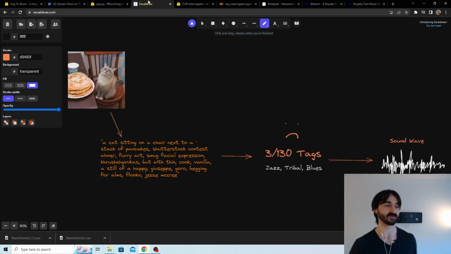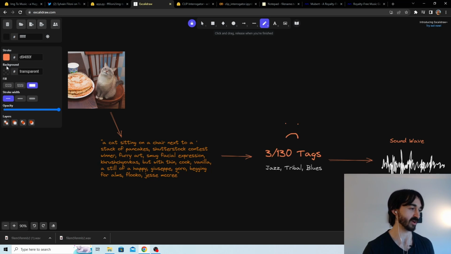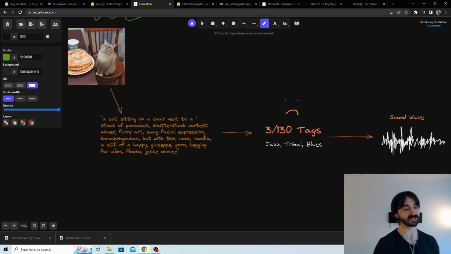Just to do a final recap, we started off with this image, which is great data. Images are really nice, rich data. This image tells a lot of stories. We love this image. We get from that this really nice textual description, which is fairly rich, which loses a lot of the richness of the image, but it still gives you something. Cat sitting in the chair next to a stack of pancakes. That's pretty good already. Furry art, cook, because it's got cooking here, begging for alms, smug facial expression, so it's pretty rich still. This sentence clearly corresponds to this image.